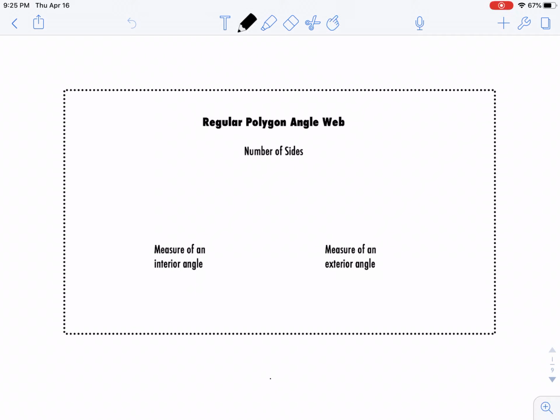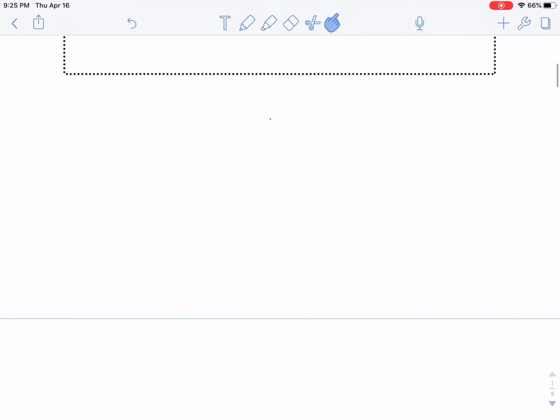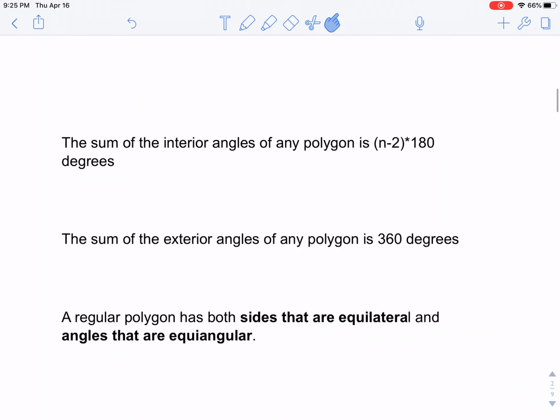Today we're going to be looking at the connections between the measures of an interior angle, the measures of an exterior angle, and the number of sides within regular polygons. Just to review, we have a couple formulas that we need to make sure we are aware of. If you haven't written them down, jot them down somewhere because we will come back to them as we work through this.